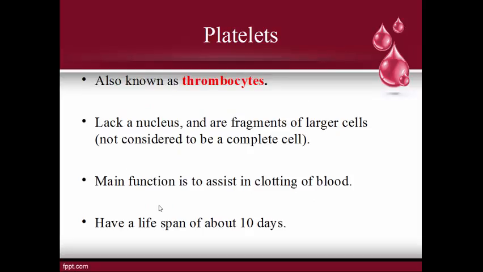Now the last type of cell we'll talk about are platelets. And their formal name is a thrombocyte. Now these lack a nucleus and technically are not complete cells at all. These are really fragments of a prior larger cell. And their main function is to form a thrombus or to form a clot to stop the bleeding of an injury. And these tend to last only about a week and a half, so no more than 10 days or so. But thrombocytes are not considered a full cell. They're just fragments of cell.